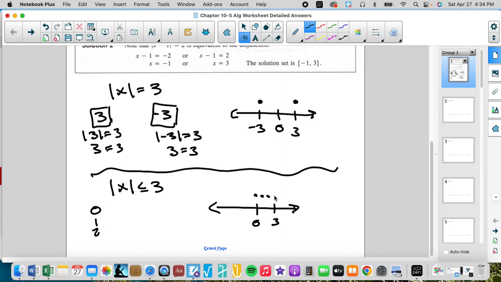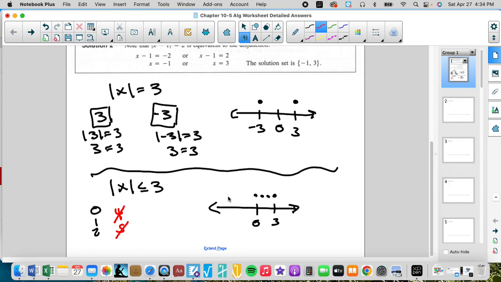Does 3 work? Yeah, 3 works. What if we do 4? The absolute value of 4 is 4. Is 4 less than or equal to 3? No, so 4 does not work. 4 is my first not true. 5 doesn't work, so all of these are going to be false. So we did past here.